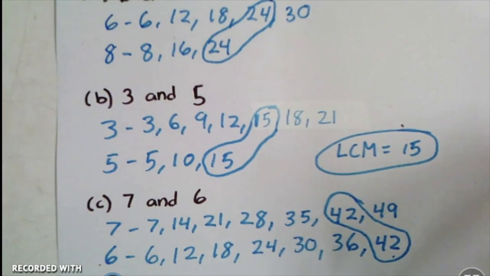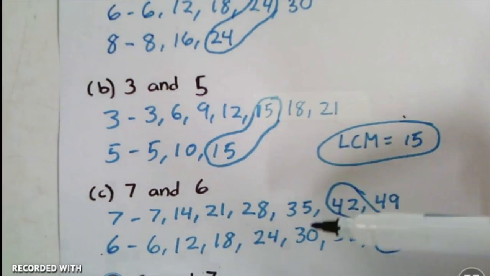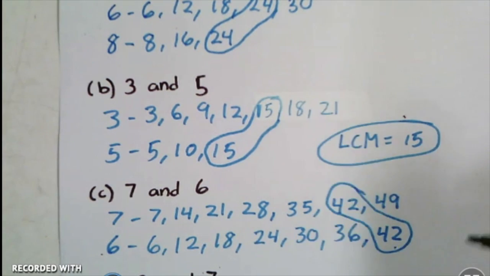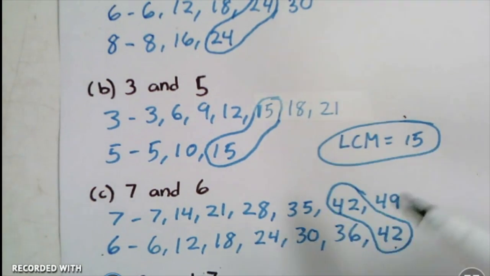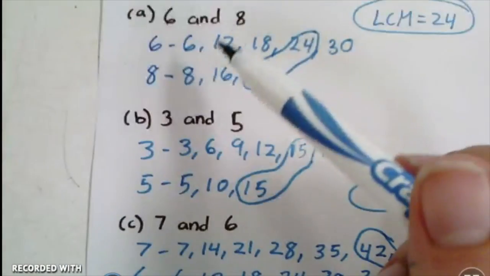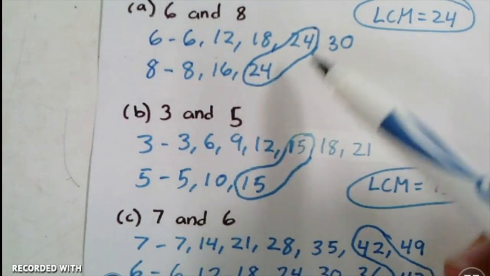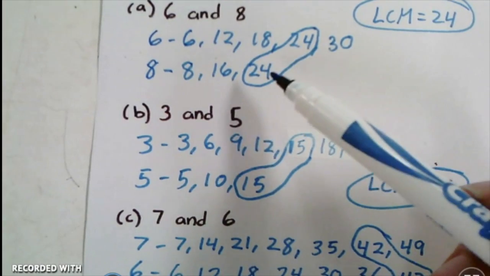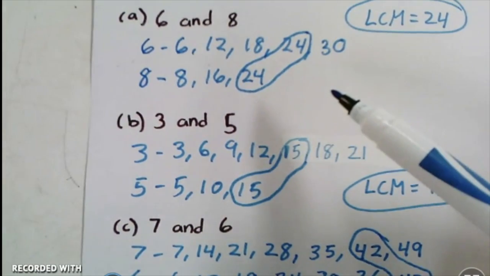So we can always know that if we get all the way up to the number that's those two numbers times each other, like 6 times 7 is 42, we don't have to go any farther than that, because that would be the biggest least common multiple they could ever have. And that was the case with 3 and 5 too. But notice that 6 and 8 had a least common multiple of 24, so we didn't have to go all the way up to 48 to find it.